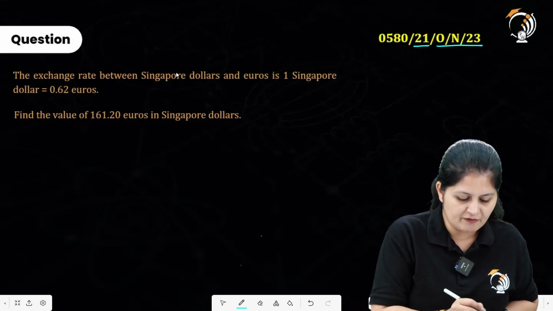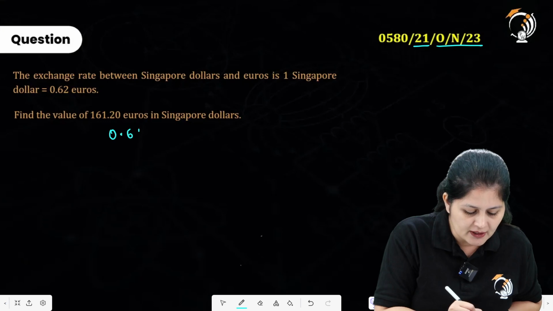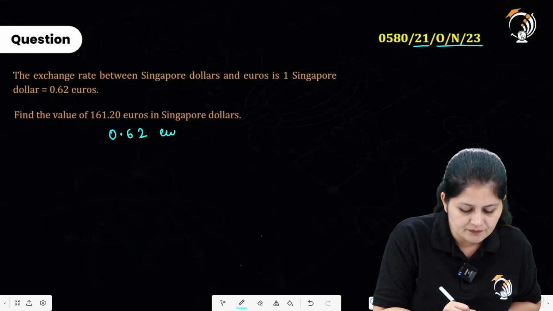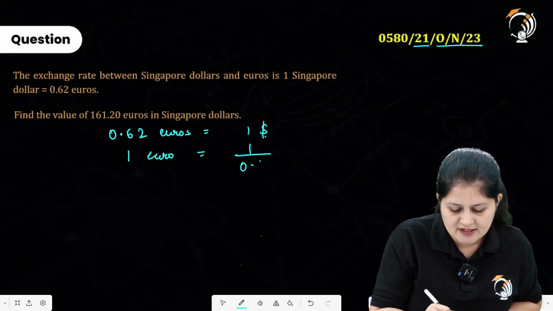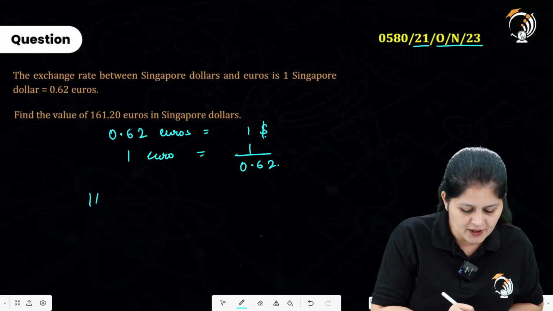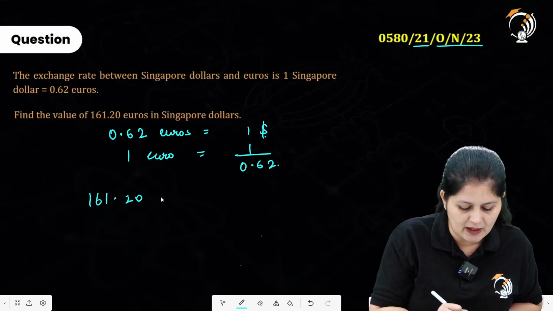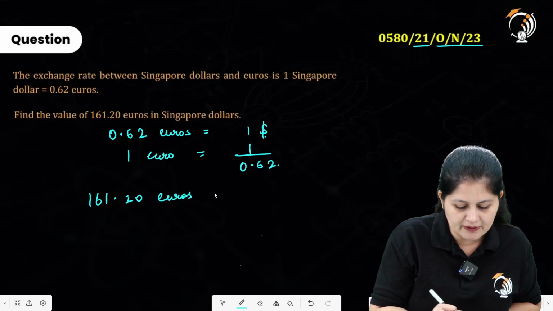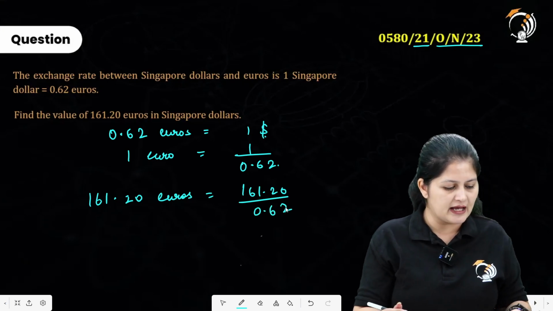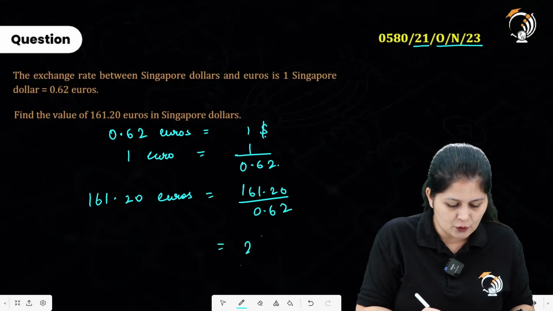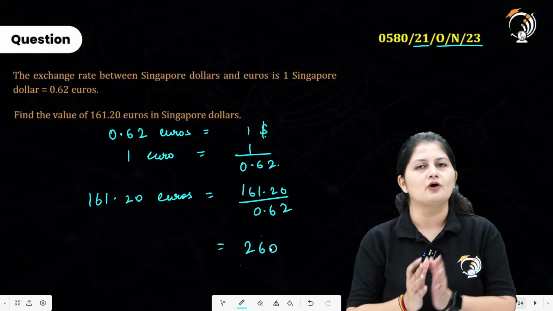Here, it is provided that 0.62 euros is equal to 1 Singapore dollar, right? So further, 1 euro will be equal to 1 over 0.62 Singapore dollars. So 161.20 euros will be equal to 161.20 over 0.62. Let's do the calculation. We are getting this as 260 Singapore dollars.